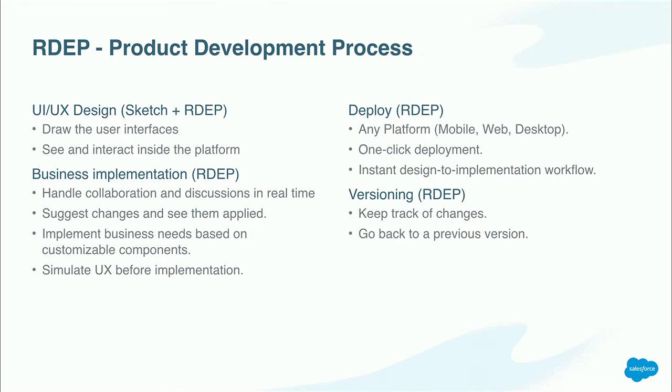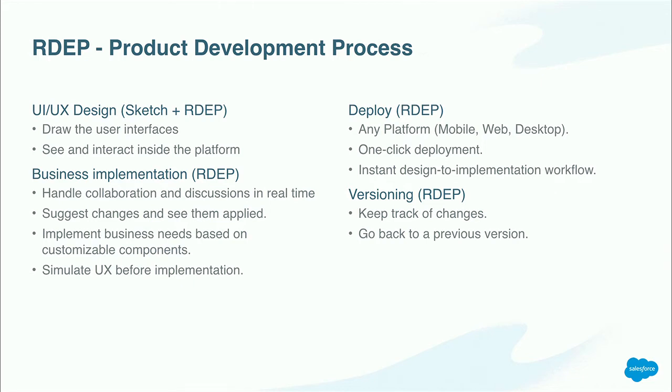Assembly of existing components that are inside the platform gives us a rapid implementation that can be deployed right from inside the platform to any other final target platform, like mobile, web, desktop, with one click. And this gives us a sort of instant design to implementation workflow that can get us to either testing or a final product for our final users much faster. Also, keeping track of all versions that we have in our application, as well as the ability to go back and forth between them as discussions go and see how the product fares.